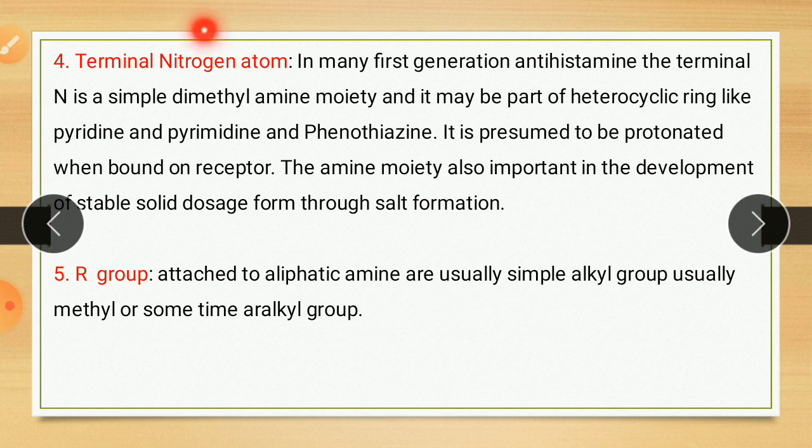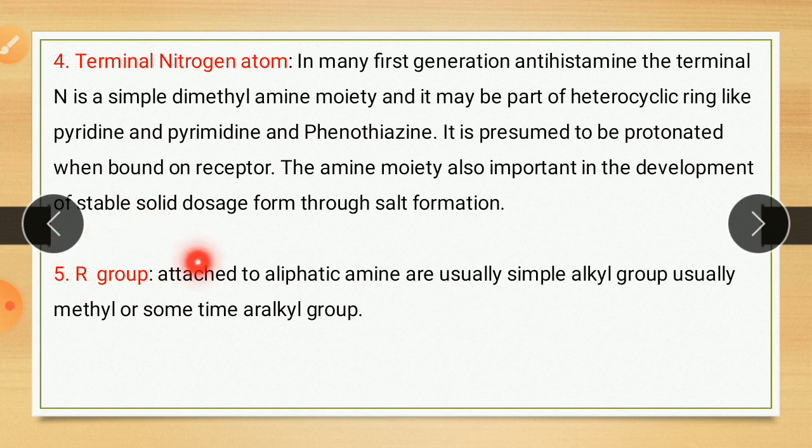So this terminal nitrogen is generally basic in nature, and it may be a simple dimethylamine type, but it may be in cyclic form like pyridine and pyrimidine. So it is presumed that when the antihistamine binds to its receptor, this nitrogen gets protonated, and this nitrogen is also important for stable solid dosage form formation through salt formation.